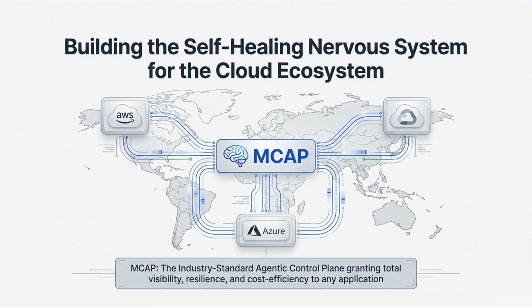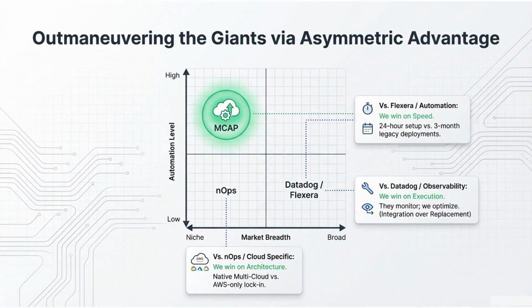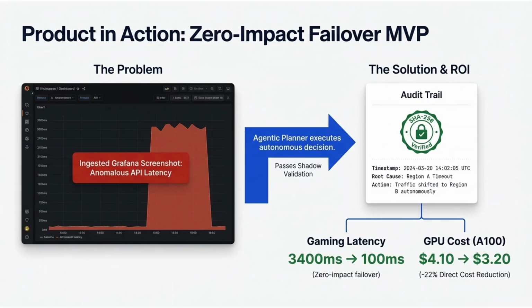MCAP is not just another dashboard or alerting tool. It turns logs and other operational signals into a verifiable remediation plan with a full evidence chain for traceability and auditability. Today's demo is phase 2, Canary Planner AI Agent.